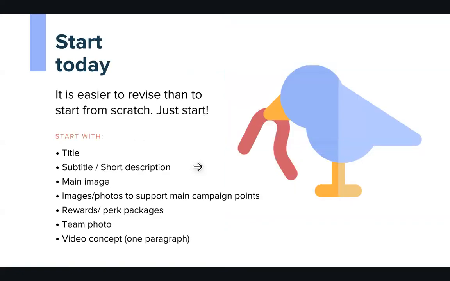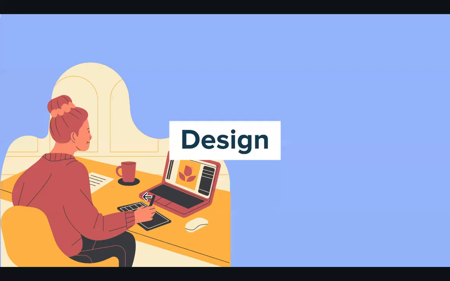Start today, though. It doesn't have to be that hard. It's easier to revise than to start from scratch. So just start with writing your title, subtitle, for example, the short description. This can be just a one-sentence description, as it is on some platforms. It doesn't have to be a full paragraph. The shorter it is, the harder it is to write, I assume. You can come up with your main image, at least temporarily, or already start collecting images and photos, team photo. So you already have some of these things ready, and as soon as you start collecting them in one place, it will be easier to talk about your visuals.